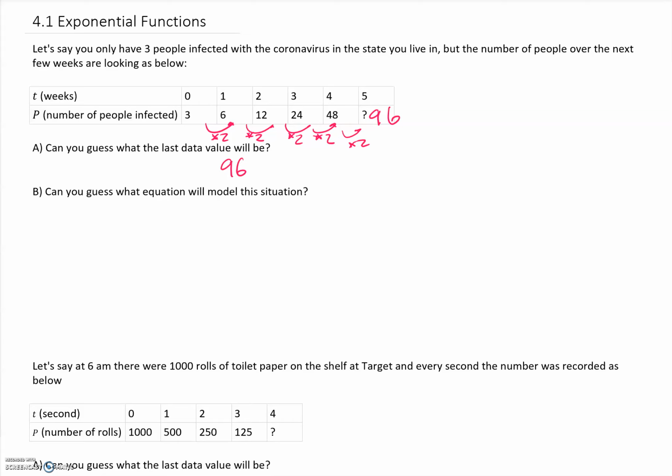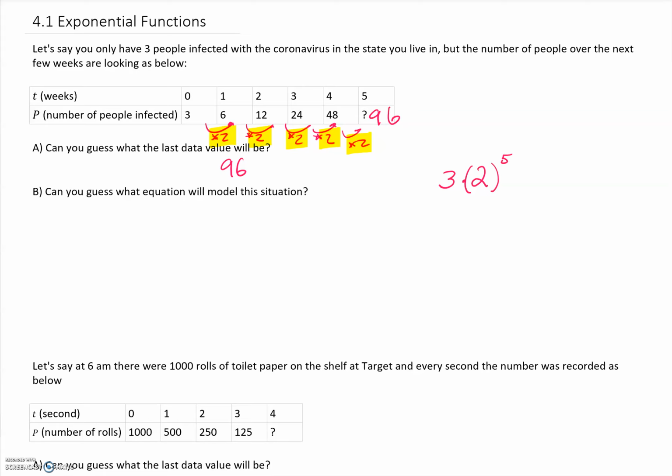Now, if we were to guess what equation would fit this situation, we would just keep track of what we just did. We ended up multiplying by 2 over and over and over. So we started with 3, and then we multiplied that 3 by 2, and then we multiplied it by another 2. So there's 1, 2, 3, 4, 5 2s. So we ended up multiplying that initial 3 people that we had by 2 5 times.